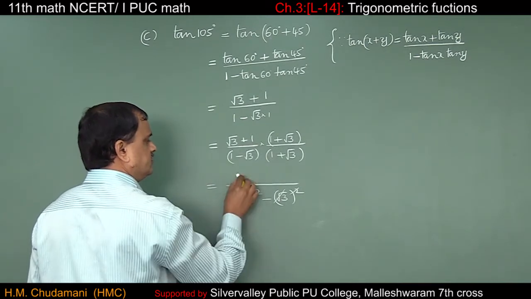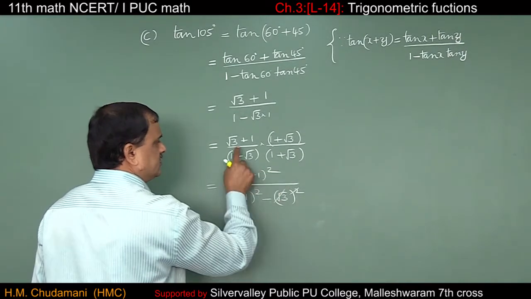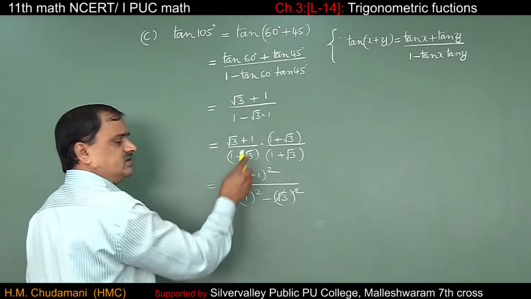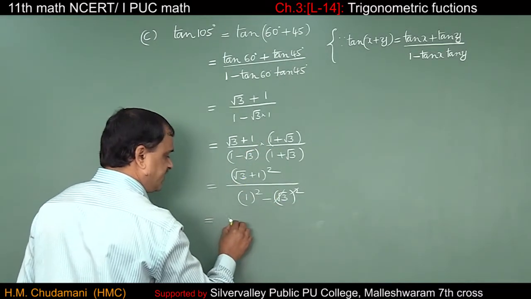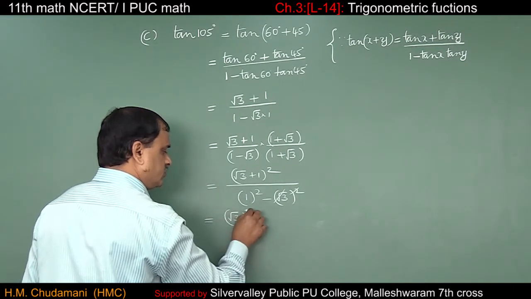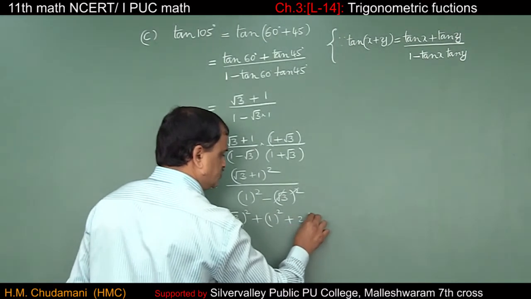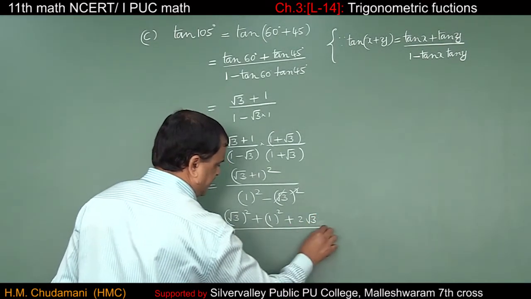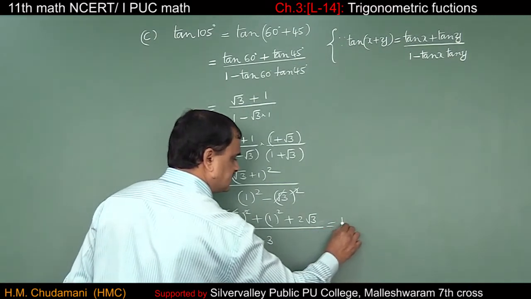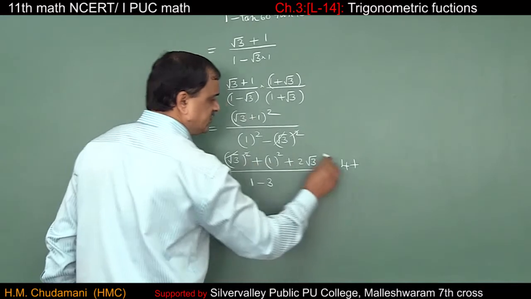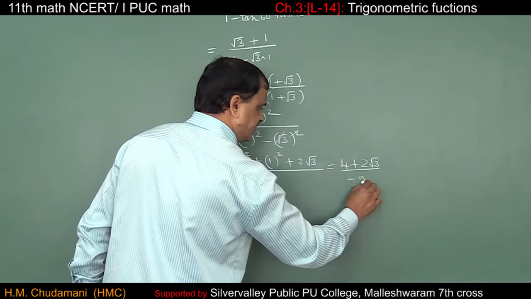This is plus, you know. So root 3 plus 1 the whole square. Sorry, this is plus root 3 plus 1 into root 3 plus 1, means root 3 plus 1 the whole square. Expand this. A plus b whole square means a square plus b square plus 2ab, divided by 1 minus 3. Here square and the square root gets cancelled. 3 plus 1 means 4 plus 2 root 3 divided by minus 2.